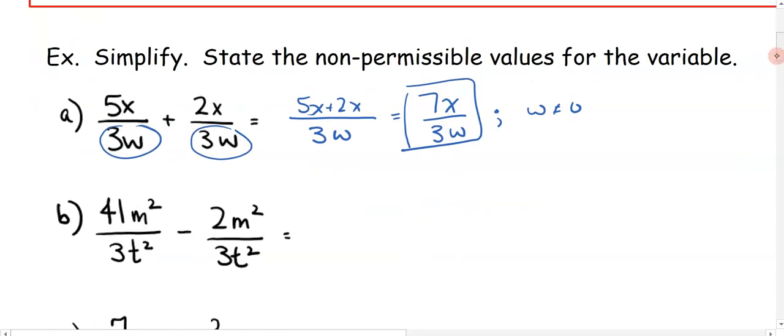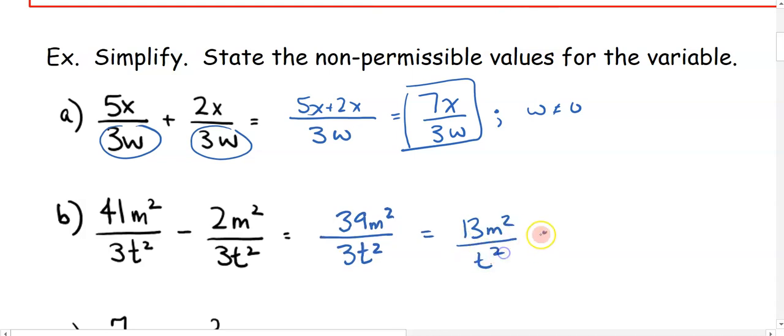Okay, so again, I have my common denominator, so I keep my common denominator, and this time I'm subtracting 41m squared minus 2m squared. That is 39m squared. And now at this point, if I can reduce, I can. Oh yes, 3 goes into both. And so there you go. And then my non-permissible values, or the restrictions on my variable, would be that t cannot be 0, right? Because you cannot have 0 in the denominator. And 3t squared, when does all of that equal 0? Well, divide by 3, you get t squared equals 0. Square root, oh, when t is 0, right? Cannot be 0.